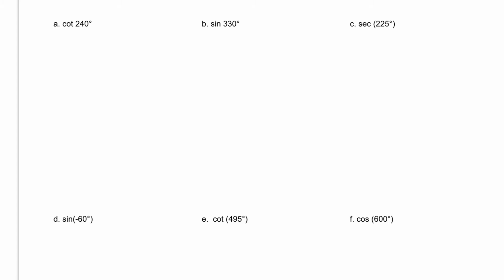If you did letter A correctly, you should get negative square root of 3 over 3. If you did letter B correctly, you should get negative 1 over 2. Letter C, negative square root of 2. Letter D, negative square root of 3 over 2. Letter E, negative 1. And letter F, negative 1/2. Please let me know if you have questions.